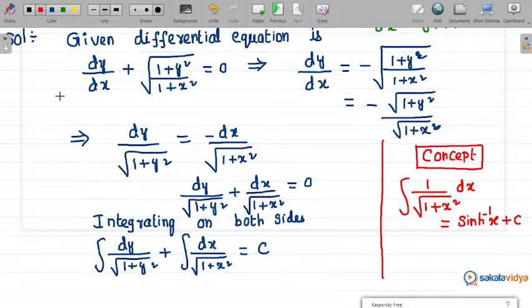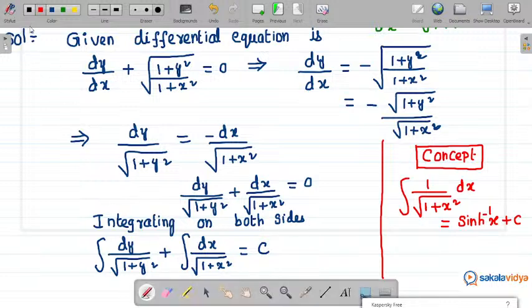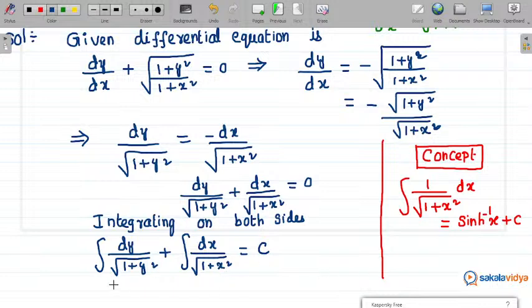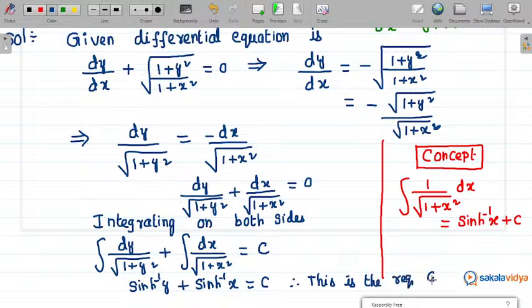This is equal to sin h inverse, the inverse hyperbolic function, sin h inverse x plus constant of integration. So, we can write integral of dy by root of 1 plus y square as sin h inverse y, plus integral of dx by root of 1 plus x square, which is nothing but sin h inverse x, is equal to constant. Therefore, this is the required general solution. So, this is our answer.